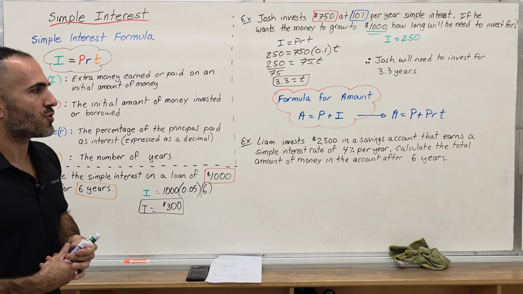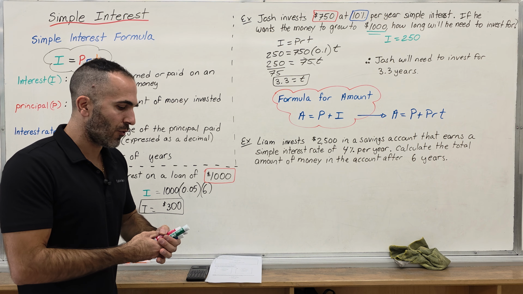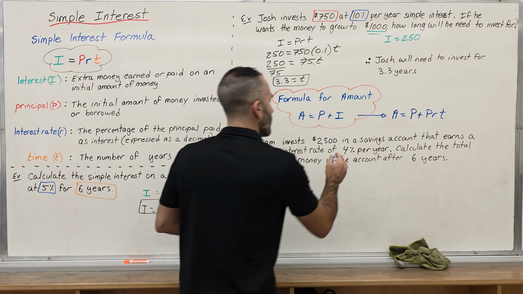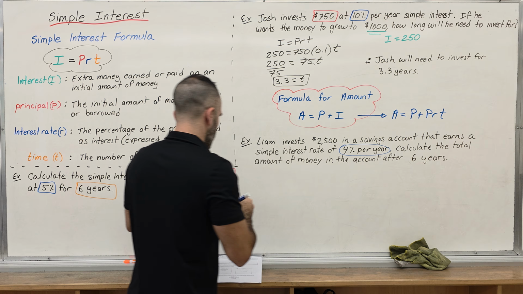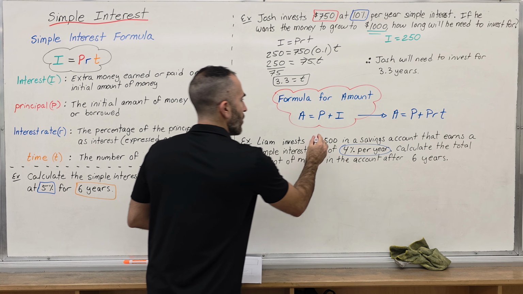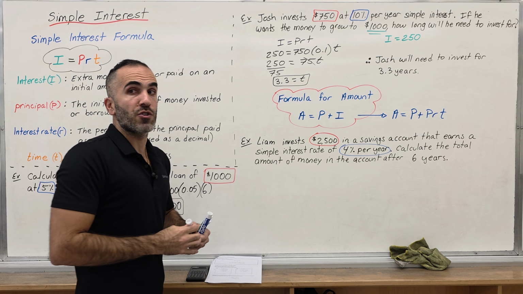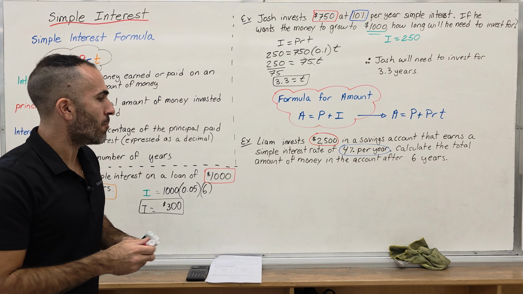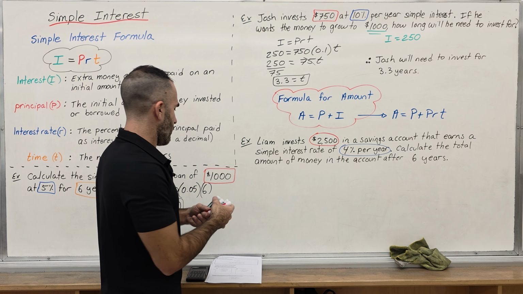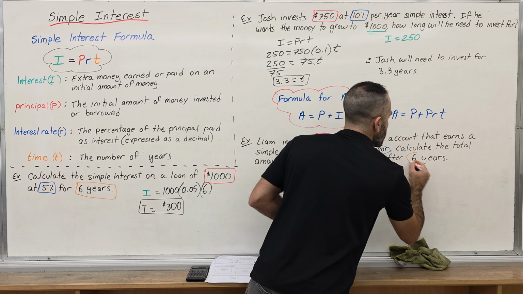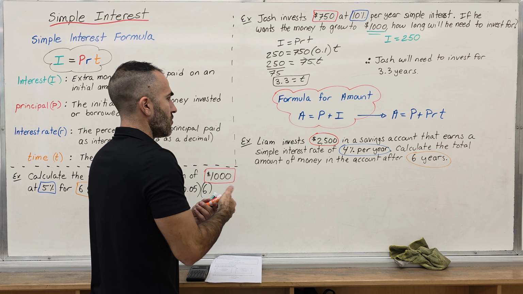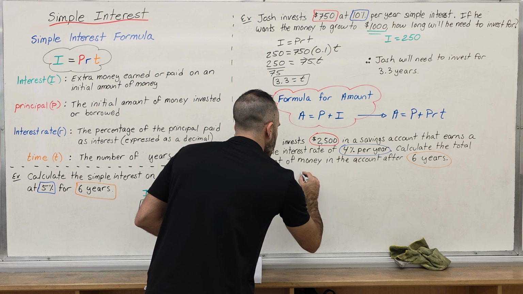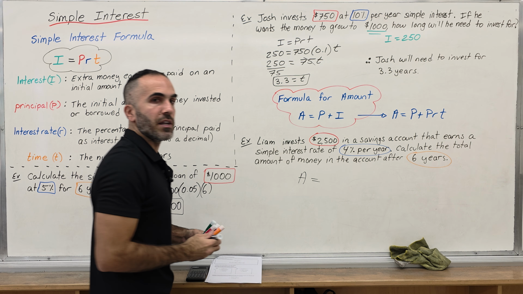Liam invests $2,500 in a savings account that earns a simple interest rate of 4% per year. So I know the interest rate per year. Liam invests $2,500. I know the principal. The principal is always how much you're starting with, always. Calculate the total amount of money in the account. So I need A. Okay, but I also have 6 years. So this question is saying, calculate the total amount of money, A.